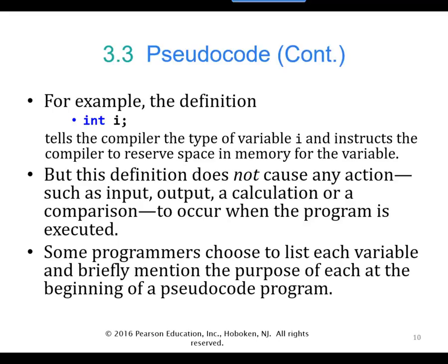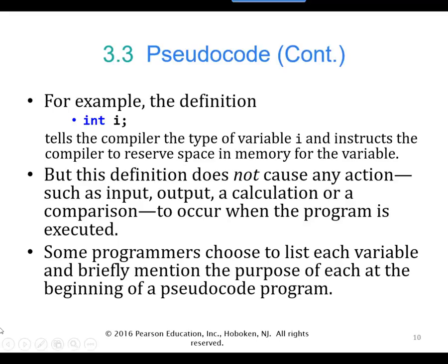Some programmers choose to list each variable and briefly mention the purpose at the beginning of the pseudocode program. Now this is what he's talking about here. We're writing pseudocode, but if you notice, the pseudocode here looks just like C. This particular programmer actually writes pseudocode that looks like the programming language right there.